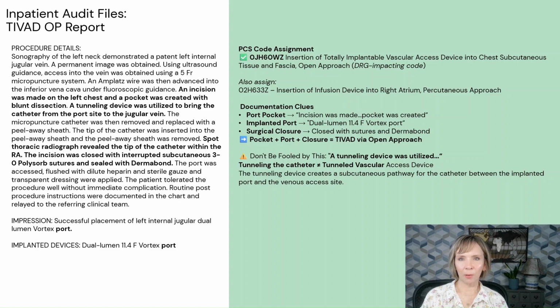For PCS code selection, the key documentation elements we want to focus on are incision with creation of a port pocket, placement of an implanted port, and closure of the incision. Those documentation clues support assignment of 0JH60WZ, insertion of totally implantable vascular access device into chest subcutaneous tissue and fascia, open approach.